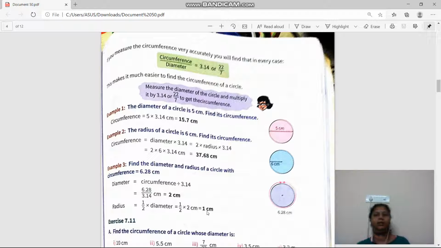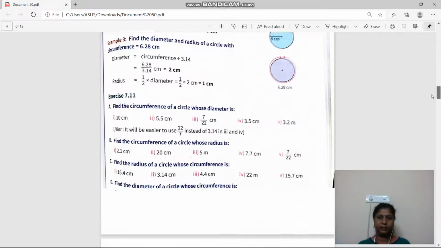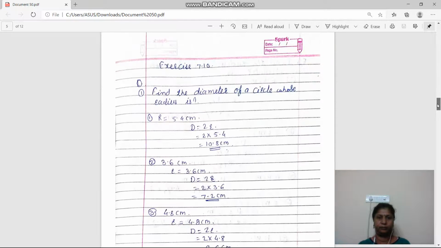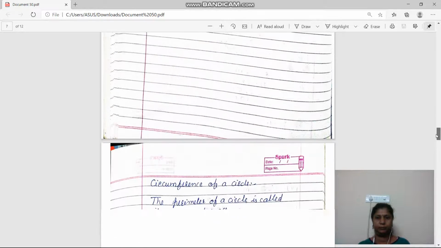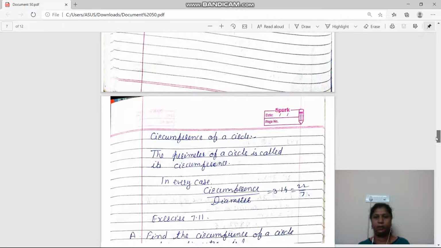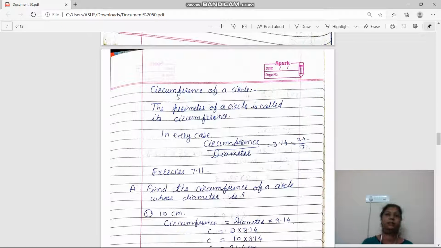Okay. Now let's start solving exercise 7.7. Let's see in the copy. First of all you have to write the definition of circumference. Circumference of a circle is equal to perimeter of a circle. Perimeter of a circle is called circumference. In each case, circumference upon diameter is equal to 3.14 or 22 upon 7. Now exercise 7.7.